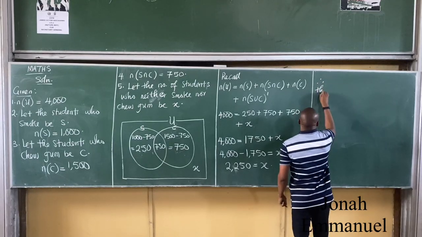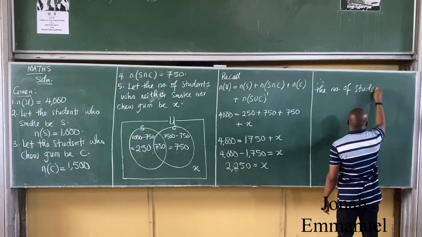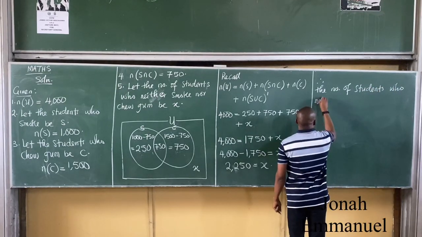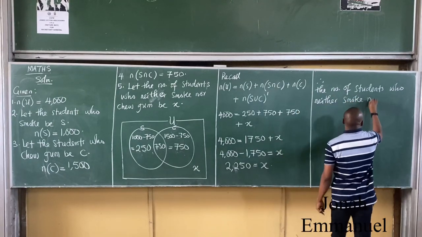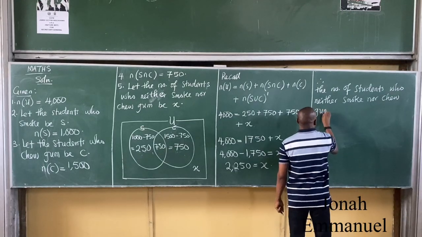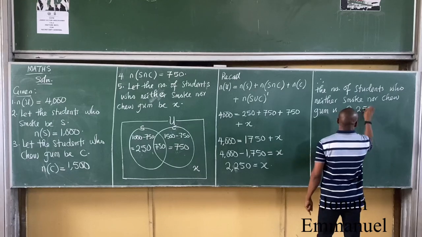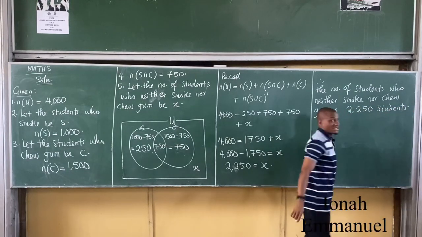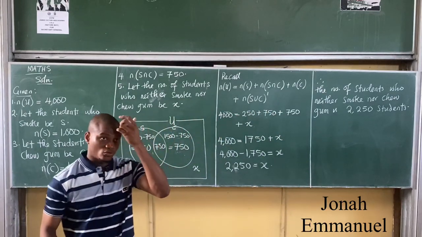Therefore, the number of students who neither smoke nor chew gum is 2250 students. Is that so? 2250 students. That's what it is.